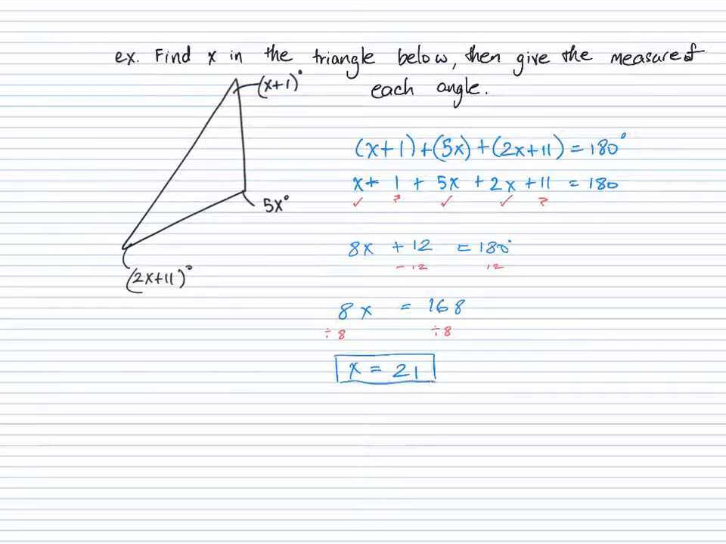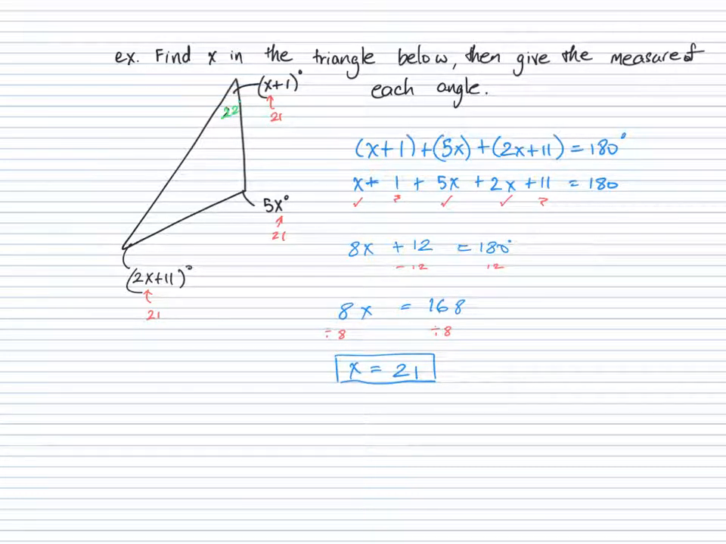But the question is not finished because it actually asks you to give the measure of each angle as well. So in this case, we're going to go ahead and plug 21 in for x each time it shows up. And that should give you the measure of each angle. So the measure of the first angle is 21 plus 1. So the measure of that angle is 22. Let's use a different color. Let's use green. 22 degrees.